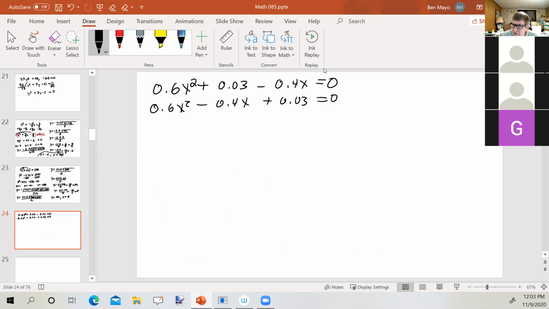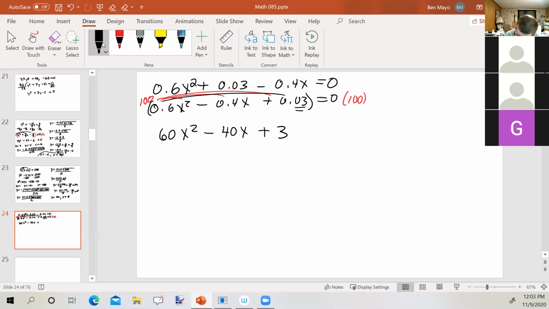Let's see. To get everything decimal free, we'd have to multiply by what? 100. Yeah. So I'm going to move the decimal point over 2 places. So 100 times 0.6 would be 60x squared. 100 times 0.4 would be minus 40x. And 100 times 0.03 would be 3. And then 0 times 100 is 0.